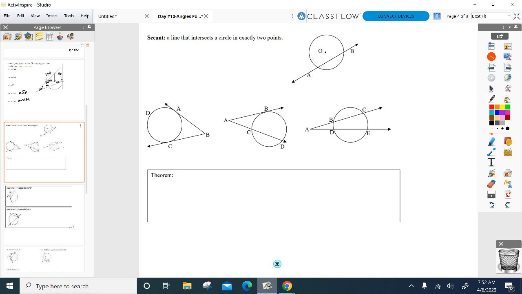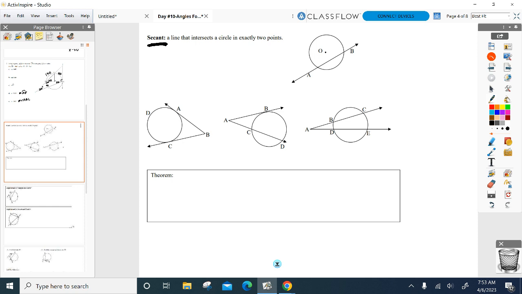Only hits once. I'm going to introduce another term today. Anybody want to try to take a shot at pronouncing that bad boy? No? Secants. Secant. Everyone, secant. Unlike a tangent, it intersects two spots, okay? A line that intersects the circle in two spots.